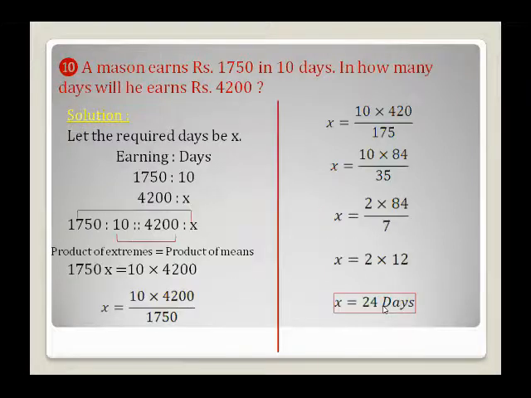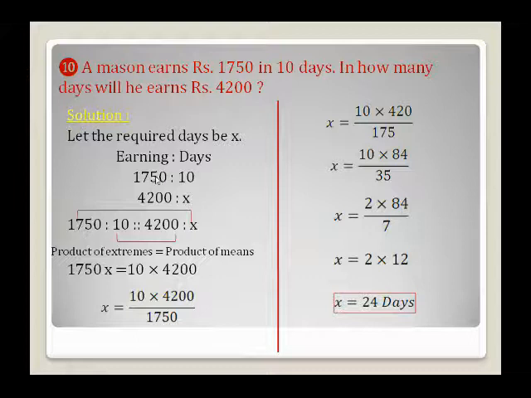Now we move towards question number 10 from the same exercise, which is exercise 5.3. The question is: a mason earns rupees 1750 in 10 days. In how many days will he earn rupees 4200? Now we start the solution. Let the required days be x. Here we find the ratio between the earnings and the number of days.